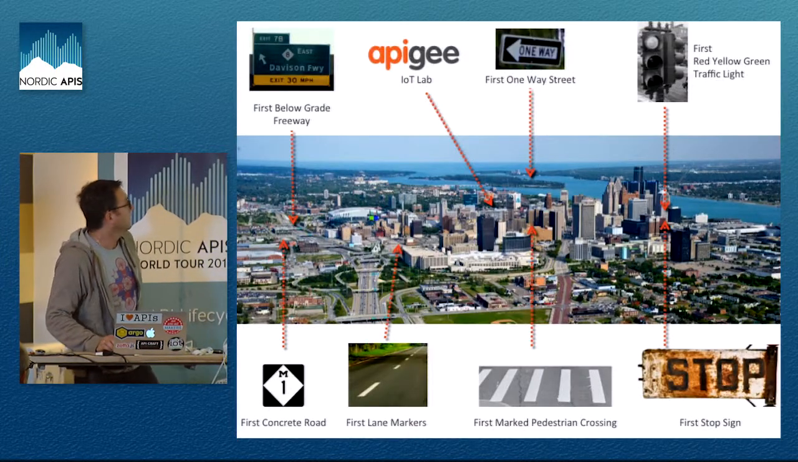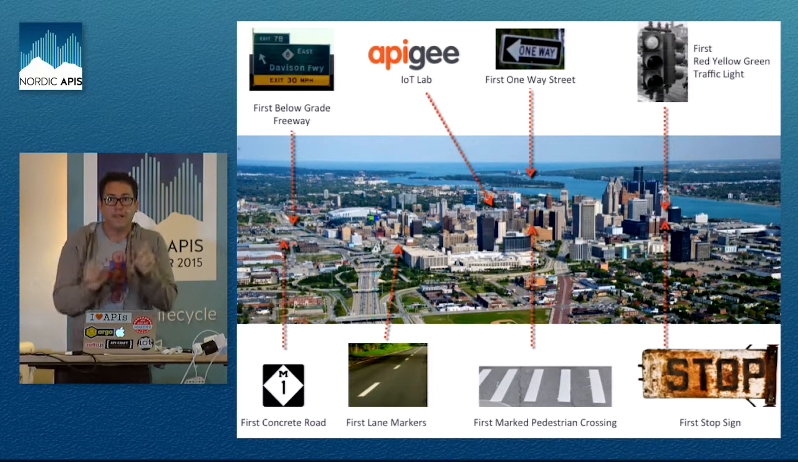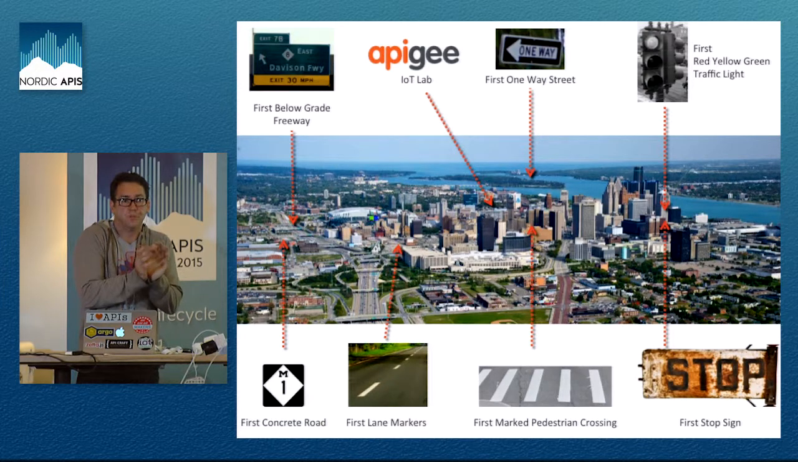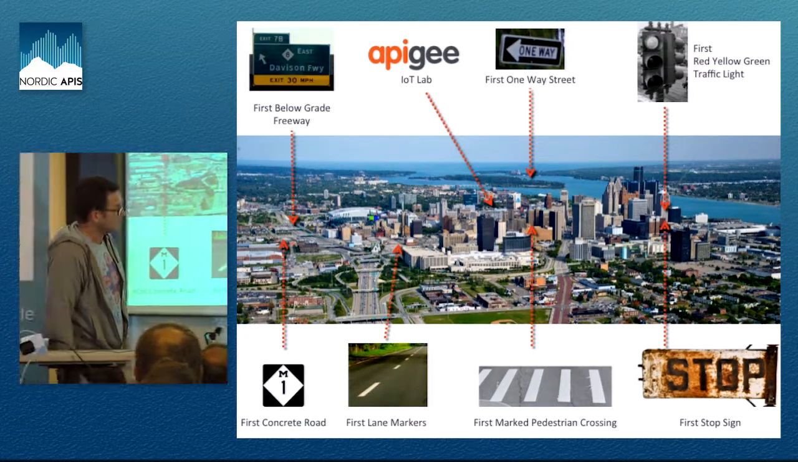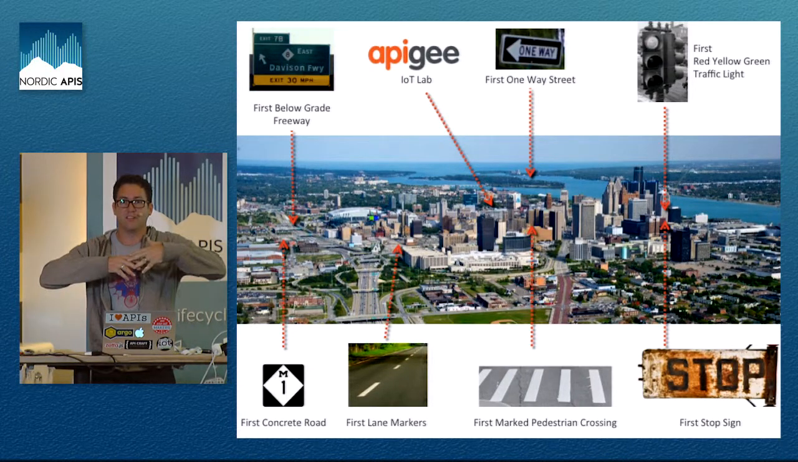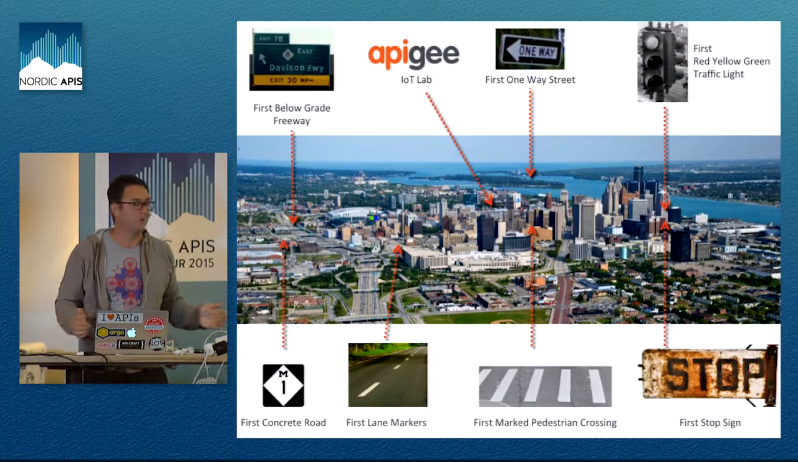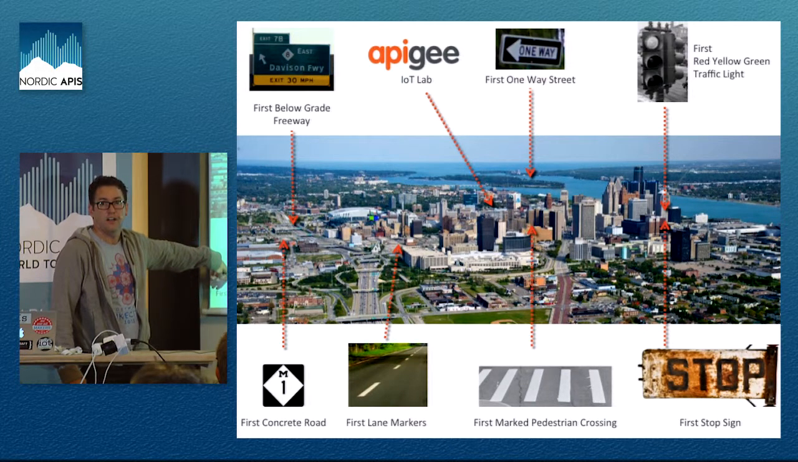So Apigee is based in San Jose, California. We've got people all over the world. Our IoT lab is a really tiny group, which is in Detroit, right here in the building behind this one. All of this stuff that we take for granted was invented within 5 blocks of our office where we work. The world's first ever concrete road was Woodward.